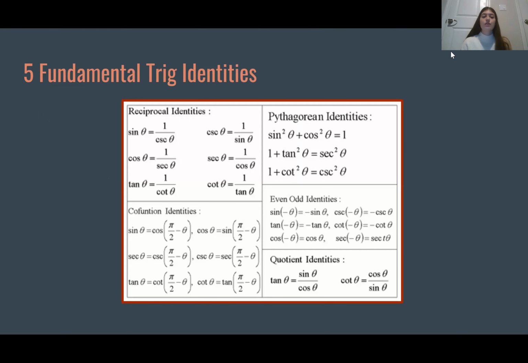All right. Here is an overview of the five fundamental types of trig identities that we've taken a look at so far. So reciprocal, Pythagorean, cofunction, even and odd, quotient identities. Hopefully at this point, these feel familiar. They should, right? Okay, let's keep going.